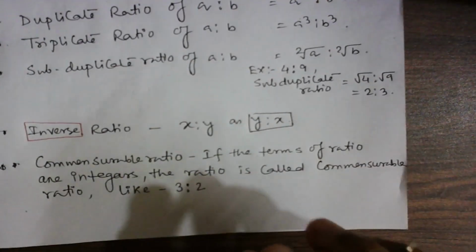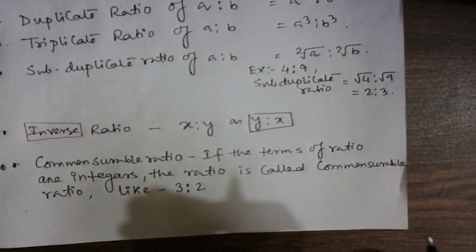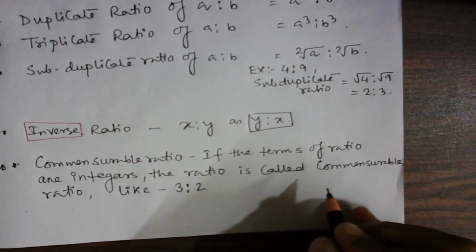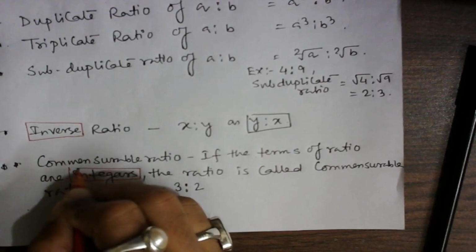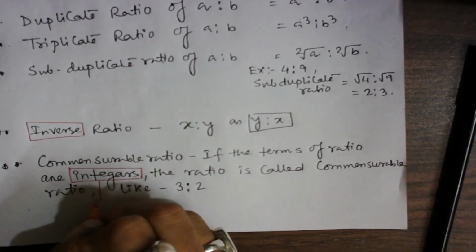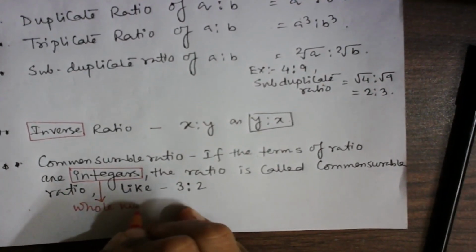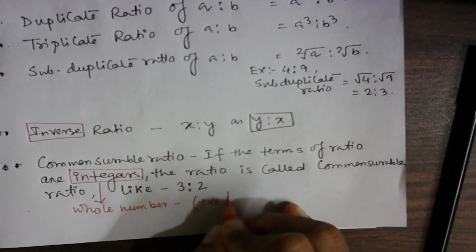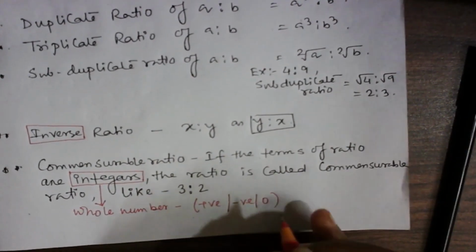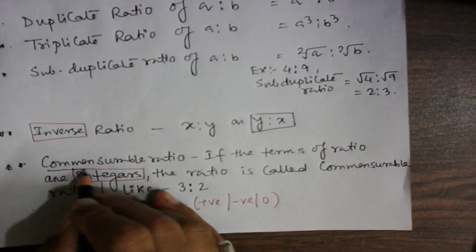So what is this called? Integers. Integers mean whole numbers, which may be positive, negative or 0. So a whole number is what is called an integer. So we understand the commensurable ratio.